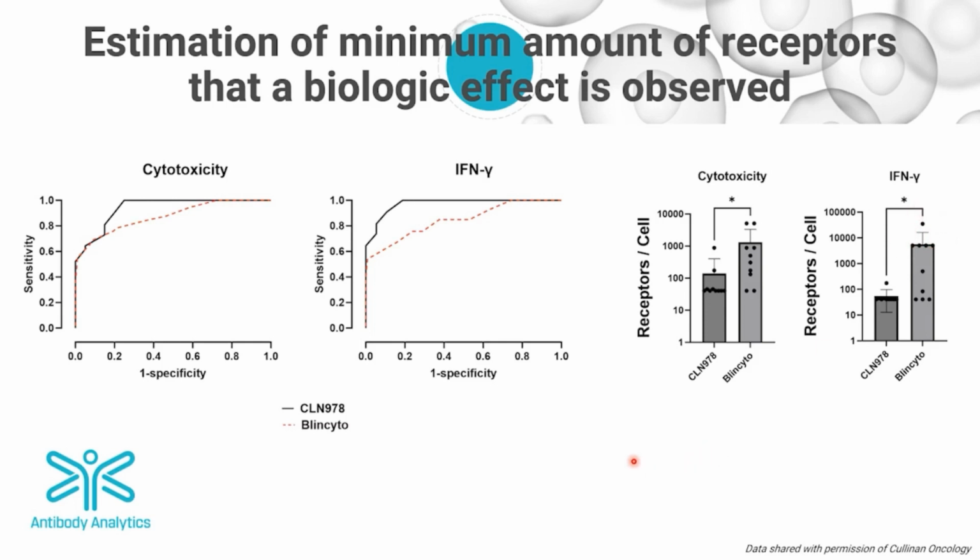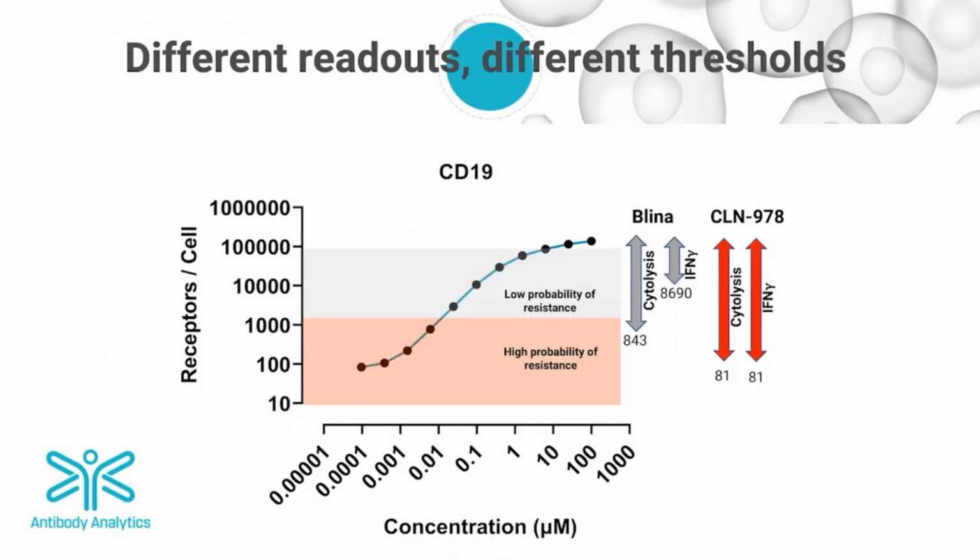However, this analysis is useful in that it clearly shows that the Cullinan molecule has a much lower threshold of activation compared to a conventional therapeutic such as Blincyto. Given the data I've just shown you, we can then speculate that the Cullinan molecule, CLN-978, can be potentially used in cancer scenarios where the CD19 expression level would normally be associated with a high probability of resistance. This is in contrast to blinatumomab, where its range of efficacy in terms of the levels of CD19 expression are normally correlated with a lower probability of resistance.